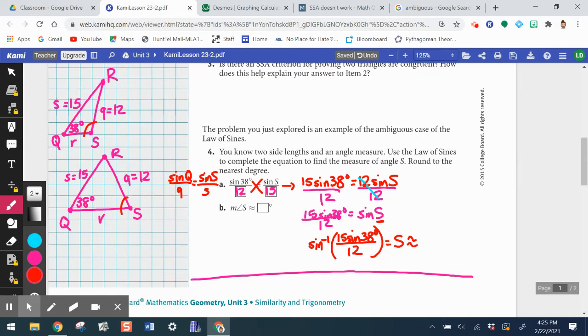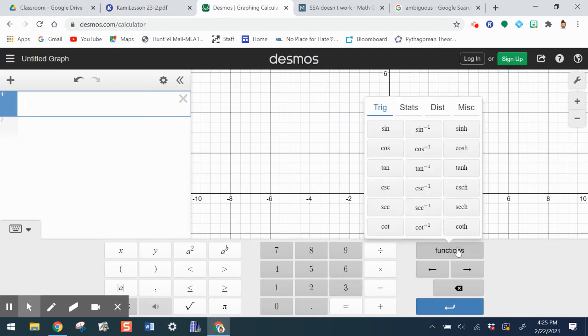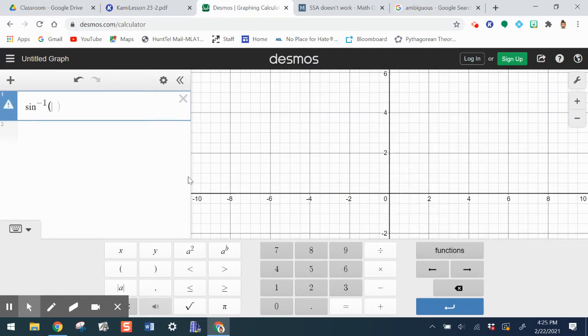So I'm going to show you again how to put that in the calculator. So 15 times the sine of 38 over 12. We're going to, of course, use the inverse sine. I'm going to use an extra set of parentheses, especially for those using the TI-83. 15 times the sine of 38. We'll close parentheses there and divide that by, just making sure I put it in correctly, 12. And it gives us 50.3.